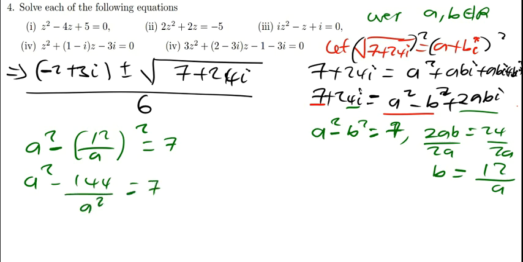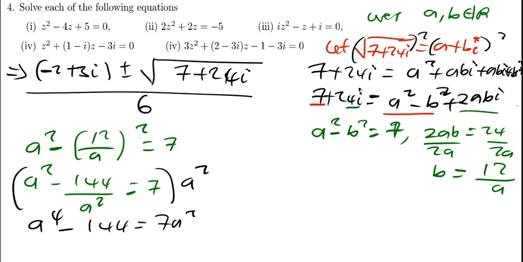To get rid of this fraction, which is a squared, multiply by a squared everywhere. A squared times a squared is a to the power 4, minus, these two are going to cancel out, I'll have 144, is equal to 7a squared. Shift 7a squared to the other side, that will be more like a quadratic now. So I'll have a to the power 4 minus 7a squared minus 144 is equal to 0. That is the equation we have right now.